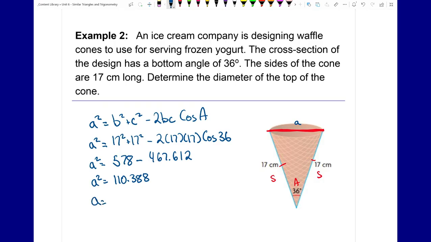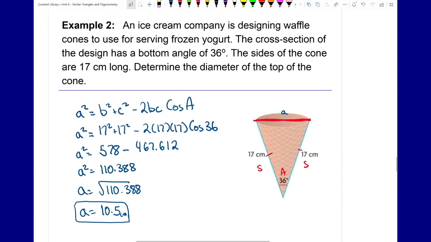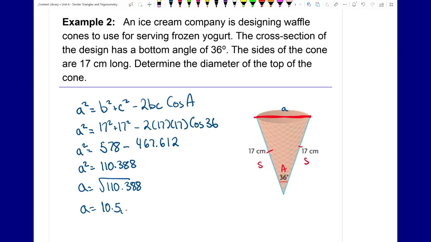Again, I have to square root that value. So when I square root that value, I end up with 10.5 or 10.51, depending on how many decimal places you want to round to, and it'll be centimeters. So 10.5 centimeters will be how long the top, or the diameter, of the cone will be.